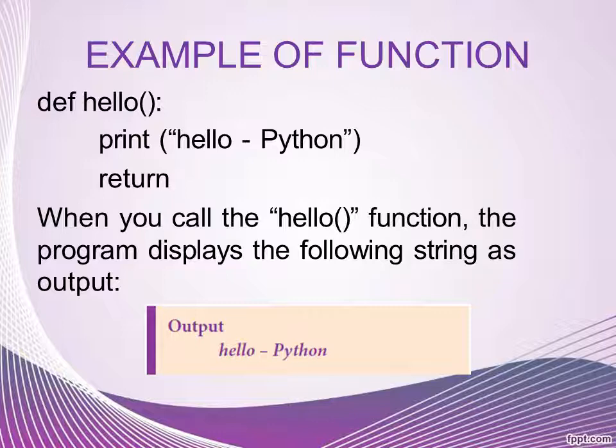So here when you call the hello function, the program displays the following string as output because already we know about the definition def hello. So print hello python return, the return goes to def. Inside the def, what statements we have printed here: hello python. So the output will be hello python.